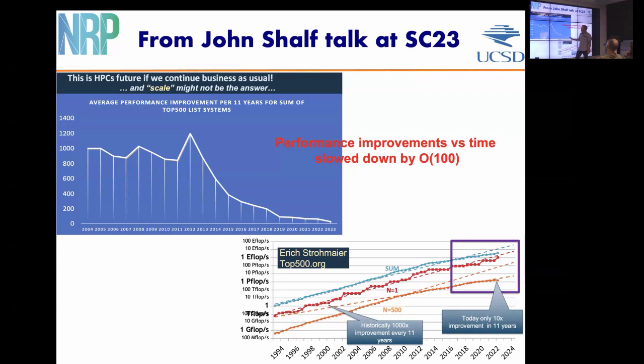And that's actually a pretty impressive two orders of magnitude decay. Around today, it's about 10. 10 is still a pretty large improvement over time, over 11 years. You got a factor of 10 in the top 500 in the last 11 years. You used to get a factor of 1,000 in 11 years in the top 500.